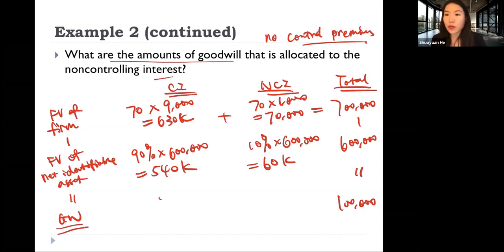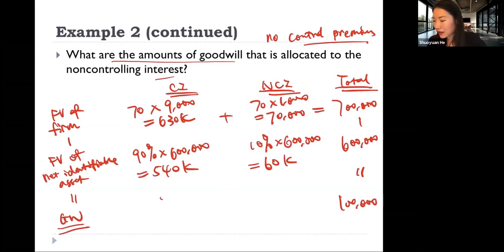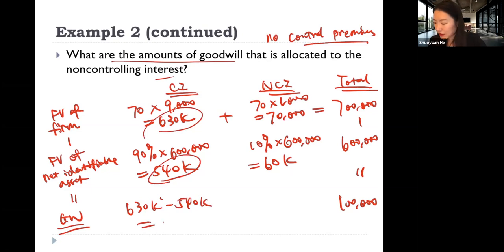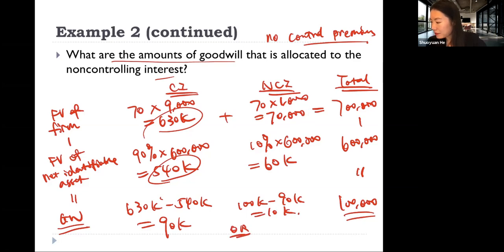To calculate goodwill, again there are two situations. The first way to look at this is according to the formula that we just talked about. The controlling interest's share of the goodwill is 630,000 minus 540,000, so that is 90,000. For the non-controlling interest's share of the goodwill, you can either take 100,000 minus 90,000, which gives you 10,000, or you take 70,000 minus 60,000, which gives you 10,000 as well.